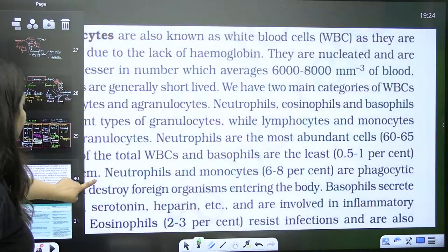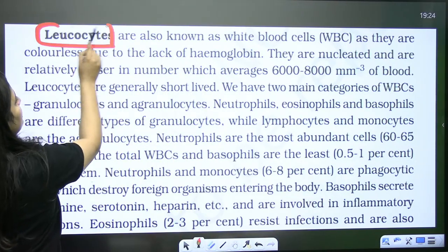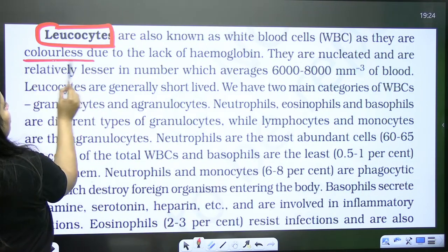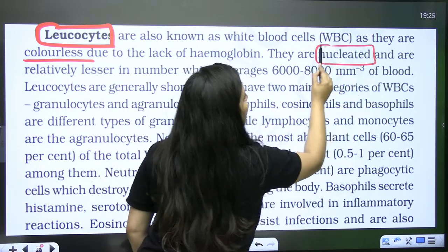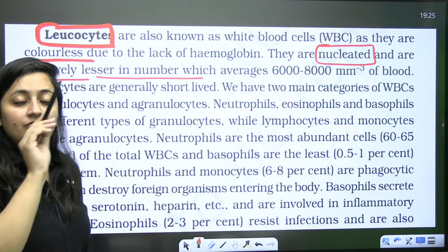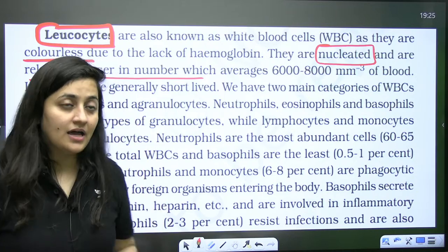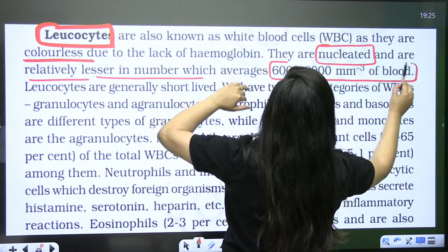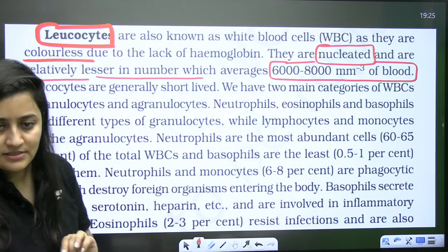And yes, we need to revise a few more points related to these WBCs. So, focus on the NCERT. They are leukocytes. WBCs, white blood cells, are colorless because they do not have hemoglobin. They are nucleated. They have the nucleus and they are comparatively lesser in number. Like I said, 5 million to 5.5 million per cubic mm of blood we have the RBCs. But WBCs are 6,000 to 8,000 per cubic mm of blood. This is important to remember.